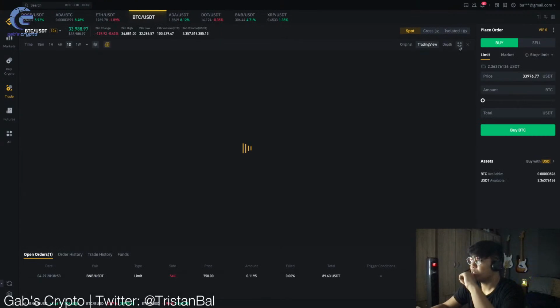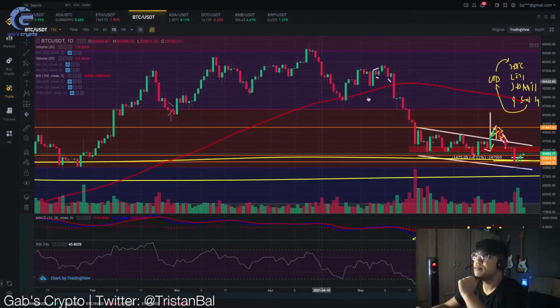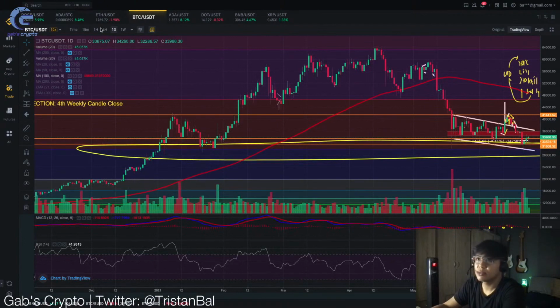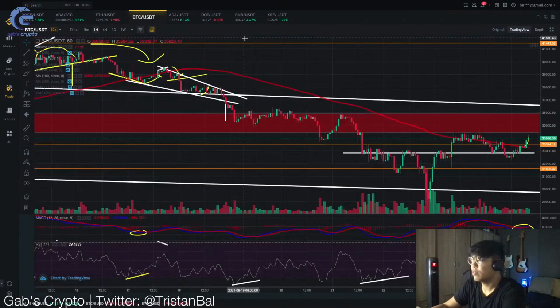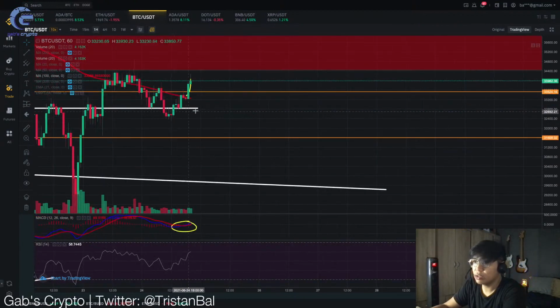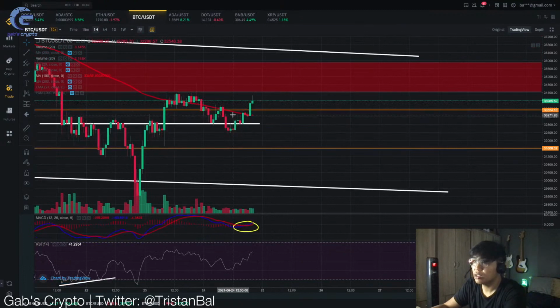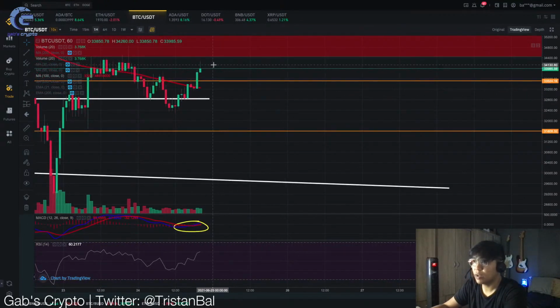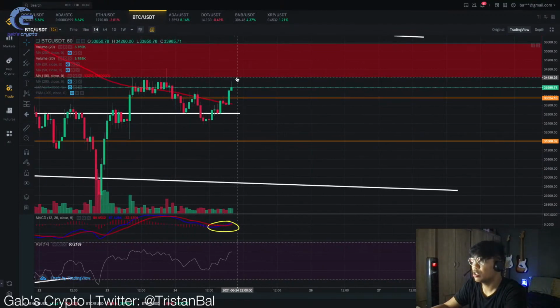So let's look at Bitcoin again for the short term. Let's look at the hourly time frame. So ayun, Bitcoin broke out of this 100 moving average, and then you would expect some resistance at around the $34,000 area. So as what I've been saying, Bitcoin is just getting started.